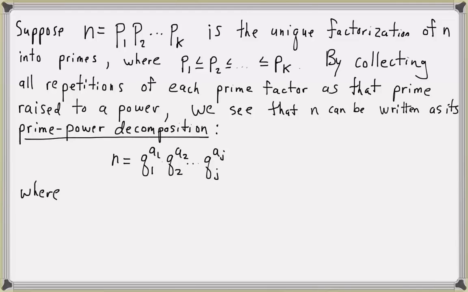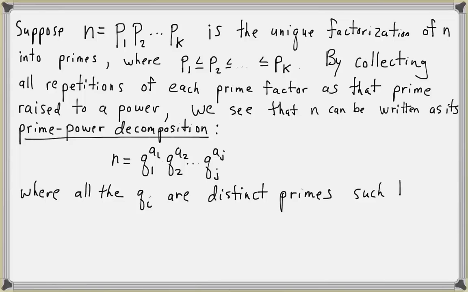where all the qi are distinct primes, such that q1 is less than q2 is less than so on up to qj, and all the a's are positive integers.